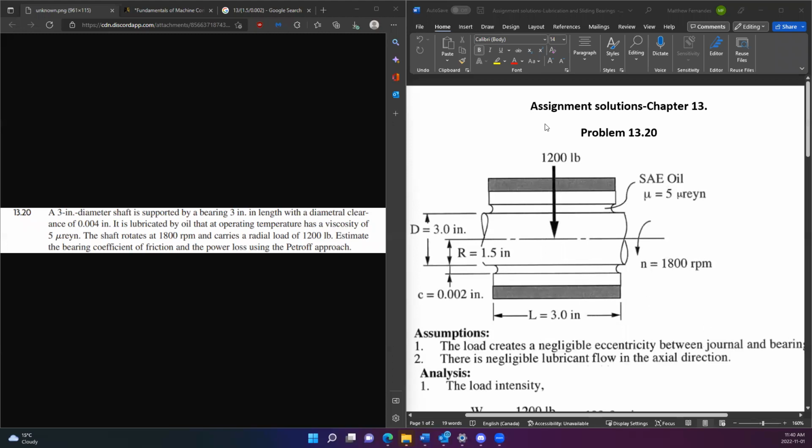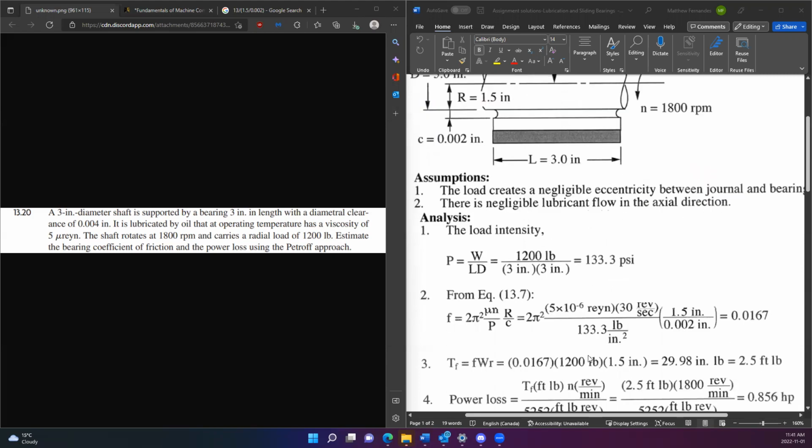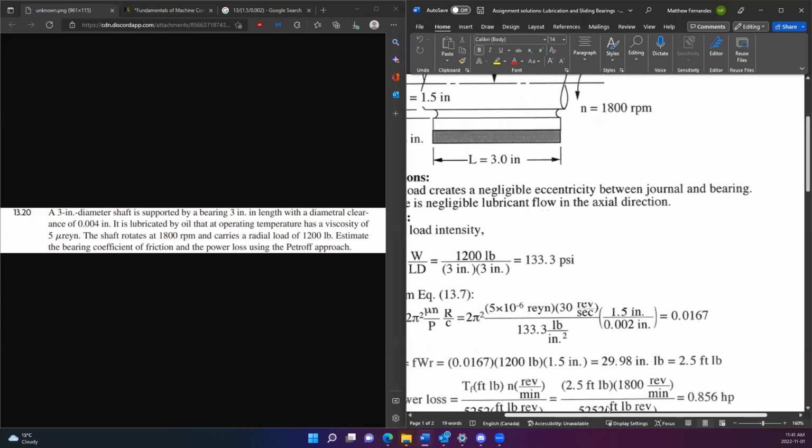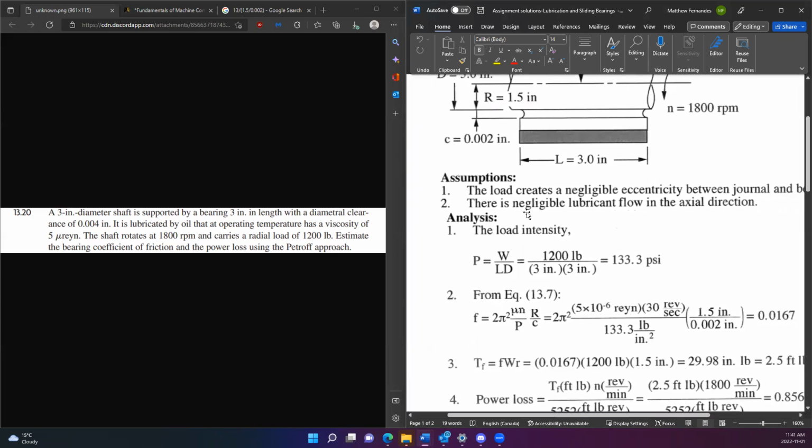So basically here's the problem. This is the solution. Let's see our diagram here. Diameter is 3, length is 3, and our radius is the diameter divided by 2, so that's 1.5. Our clearance is 0.02, because since we have 0.04, we divide by 2 to get 0.02 of an inch on each side. We have SAE oil at a viscosity of 5 μReyn, and our rotation is 1800 RPM. Assumptions: our load creates negligible eccentricity between journal and bearing, and lubricant flow in the axial direction is negligible. So those are assumptions.